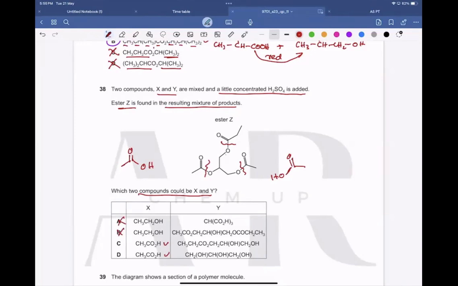Now, if you see over here, the central part, it is like this. So this was the alcohol. See how many OH groups it has? 3. And if you see over here, there is 1 OH group, 2 OH groups only. So C goes wrong. And if you see in D, there are 3 OH groups, right? So it can be D. So over here, D is the correct answer.